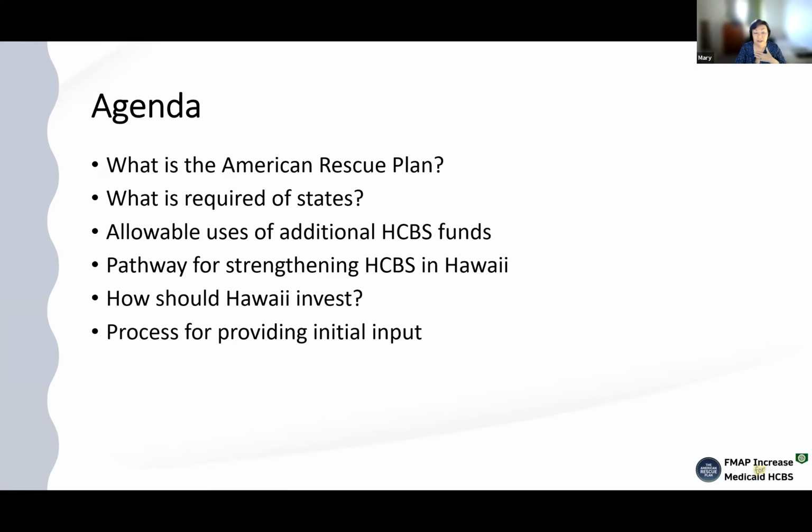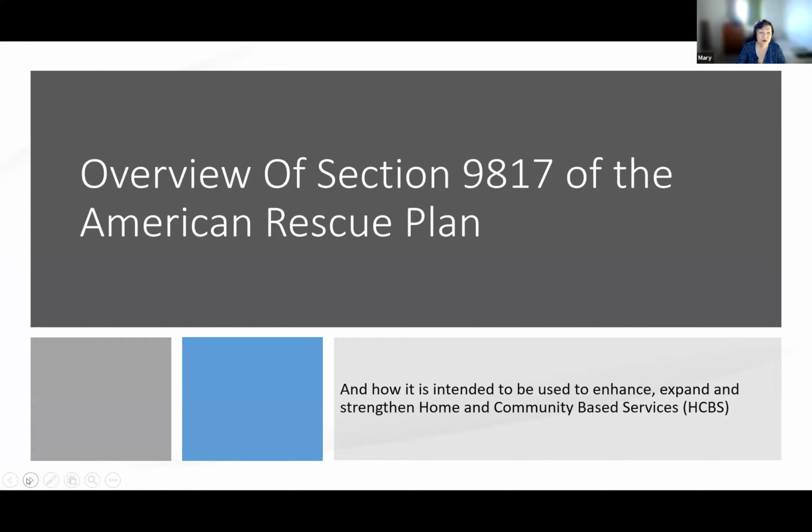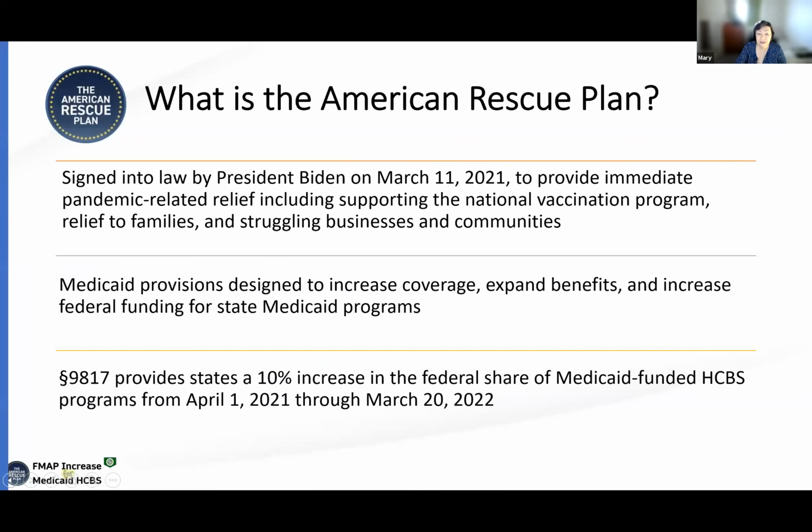So I will be presenting along with Stephen Pawlowski, who many of you know, and we're going to be tag teaming on this presentation. I'm going to start with an overview of what's called Section 9817 of the American Rescue Plan, and presenting on how it's intended to be used to enhance, expand, and strengthen home and community-based services.